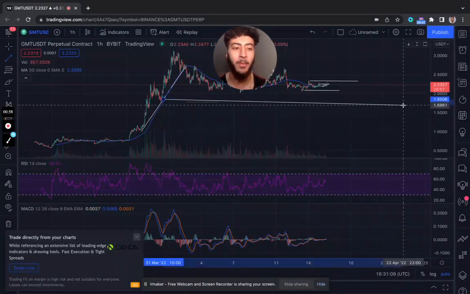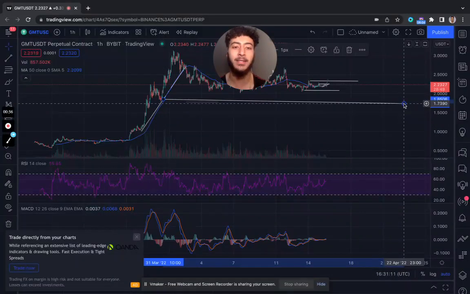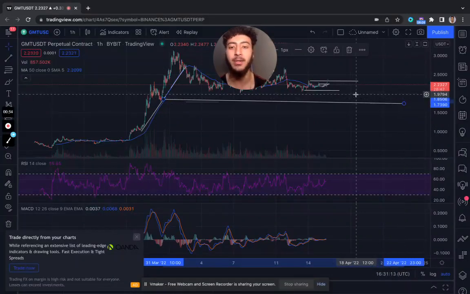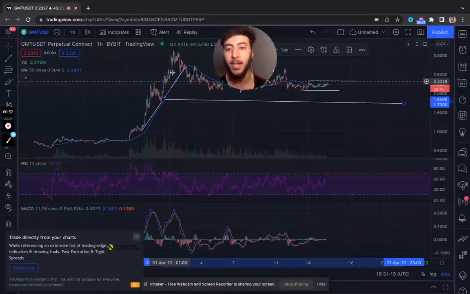And just keep in mind that we also have for the short term a big imbalance here at these levels of 1.68. Okay, hopefully that doesn't occur for GMT, but just keep in mind there's a lot of imbalance here that happened before at the uptrend that we had.